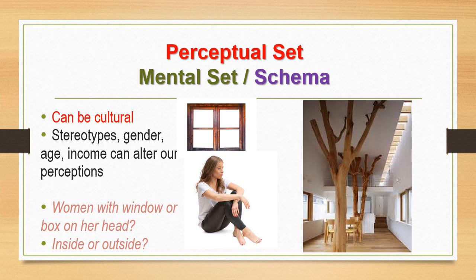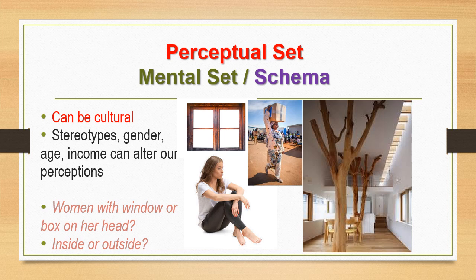So, for instance, here's a woman sitting in front of a window if we're in the West. But if you're in a culture where women carry things on their head, people in those cultures actually see this woman carrying a very decorative box on her head and she's just sitting down for a second. They don't see a window. And this other picture, certain cultures would say, oh, that's inside, and other cultures would see the trees and think it's outside. Now we see the roof there, but from the Western culture, we have a Western bias in our perceptual or mental set.